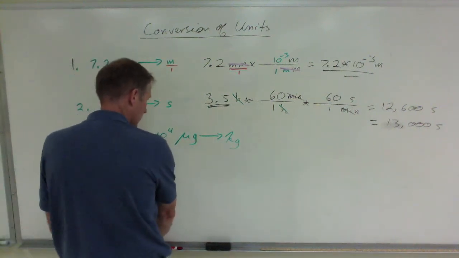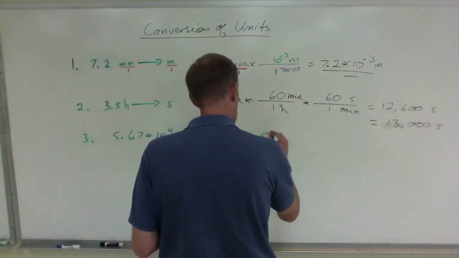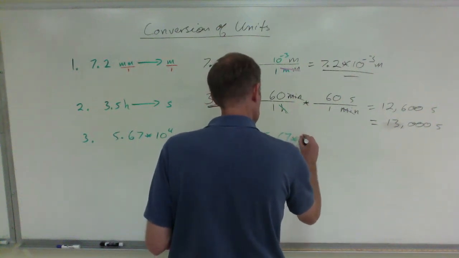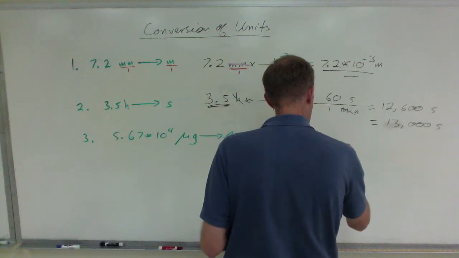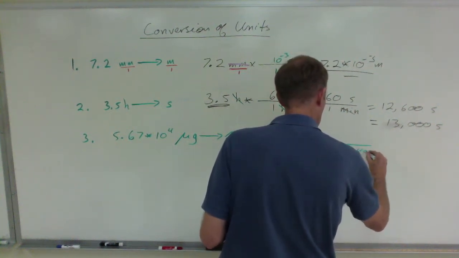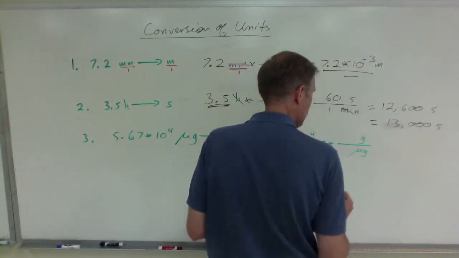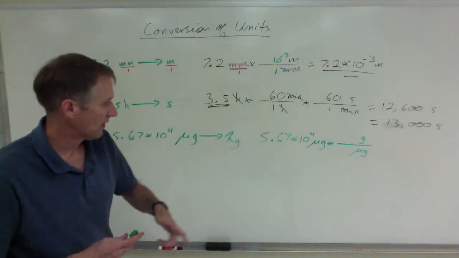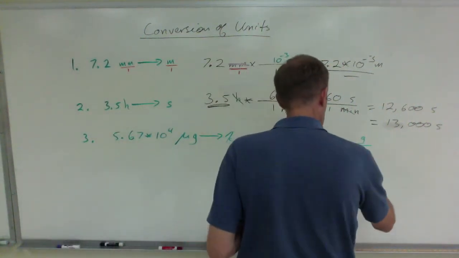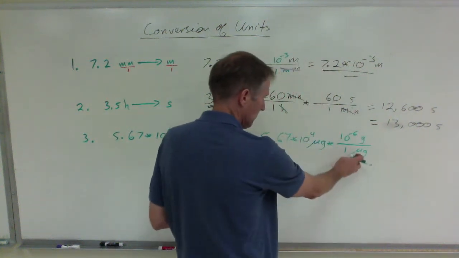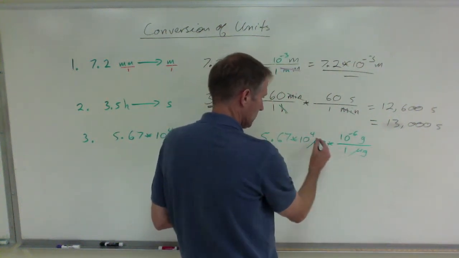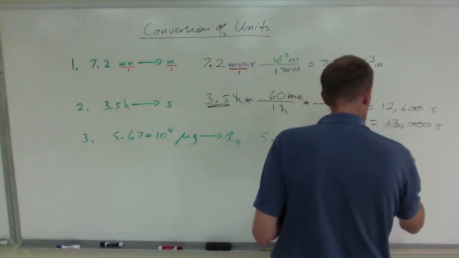And then this last one. 5.67 times 10 to the 4 micrograms. I'm going to go from micrograms to grams first. Why? Because I know that micro is 10 to the negative 6. Micro is the SI prefix 10 to the negative 6. Those cancel. And then I'm in grams.